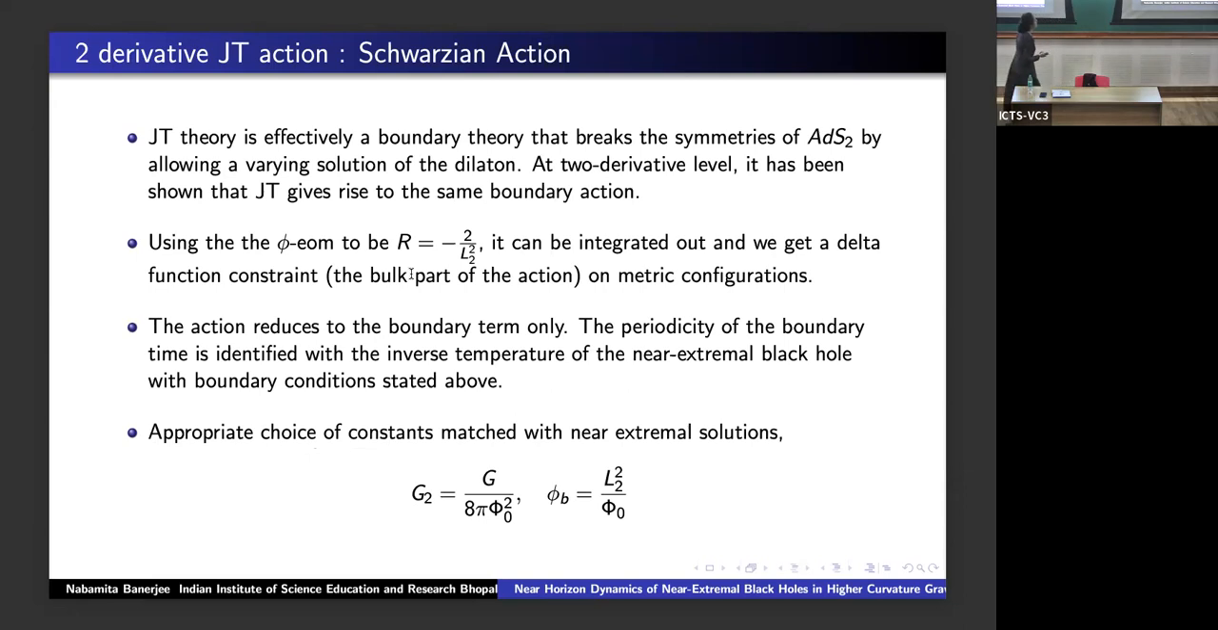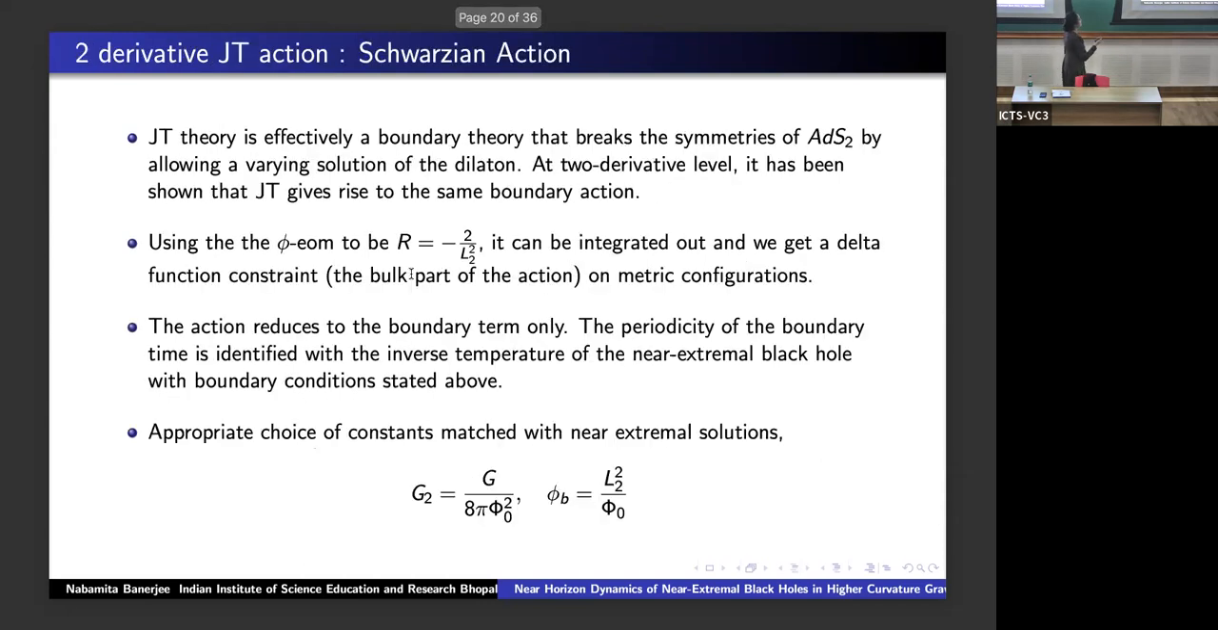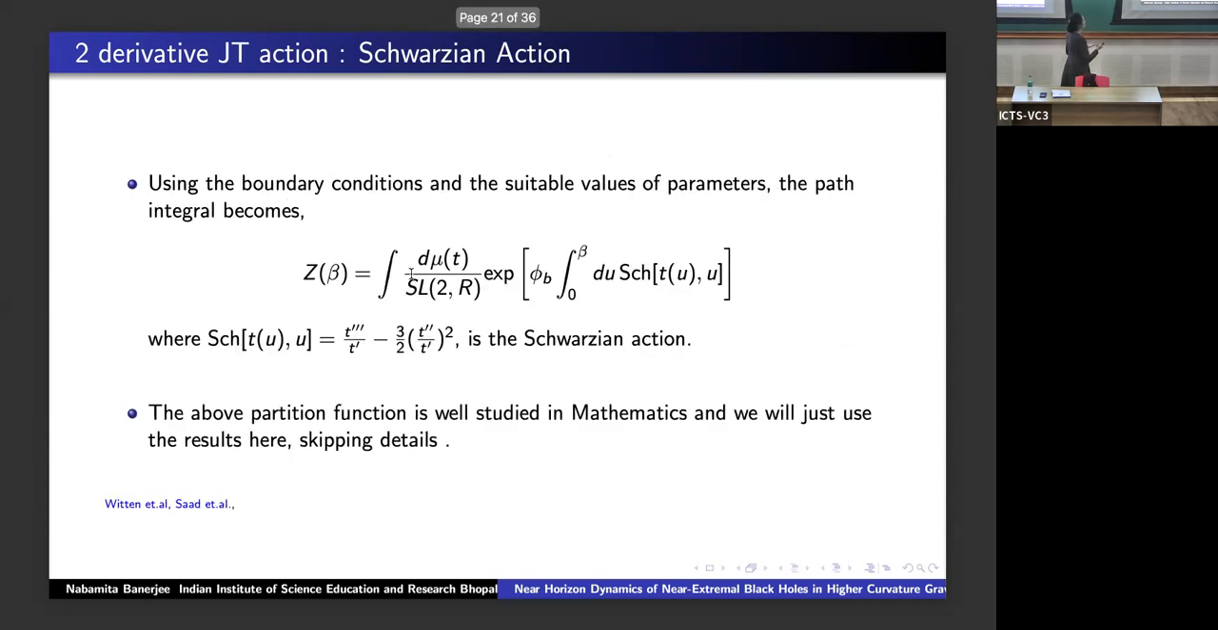Now I just want to say how this two-derivative JT action actually gives us the Schwarzian term, but probably most of you know it. As I said, the only non-triviality is here in this boundary, and what it does is it breaks the symmetries of AdS2, the full JT breaks the symmetries of AdS2. So at the boundary we have non-trivial modes. When one takes that into account and then uses the phi equation of motion, one can finally show that for those boundary modes, what one gets is an action like this.